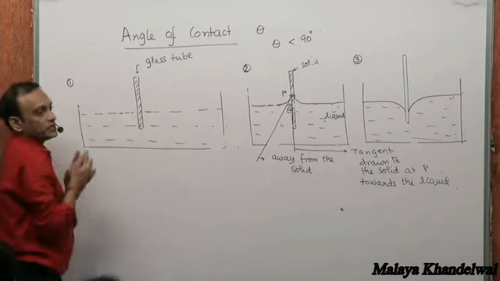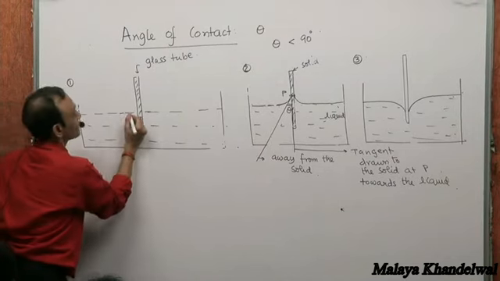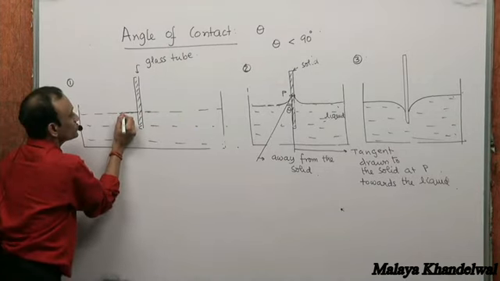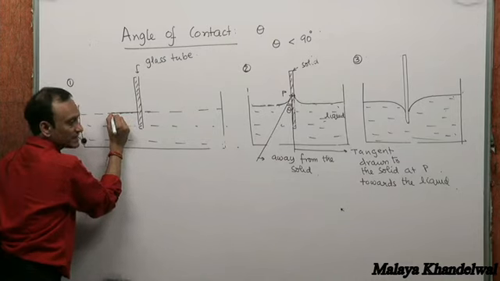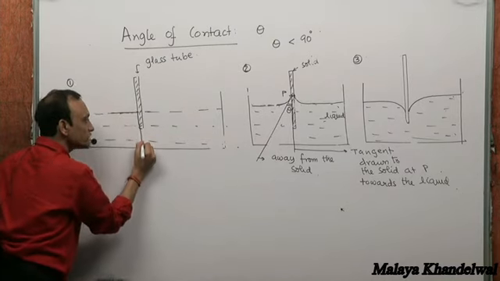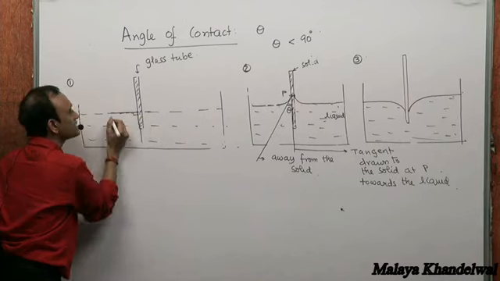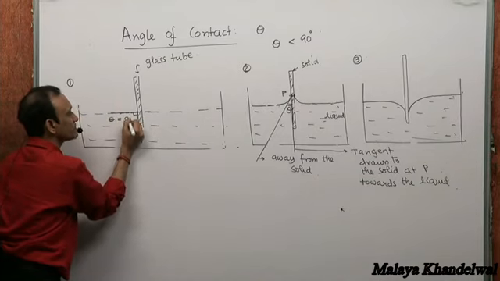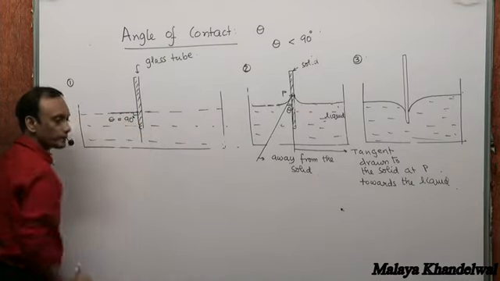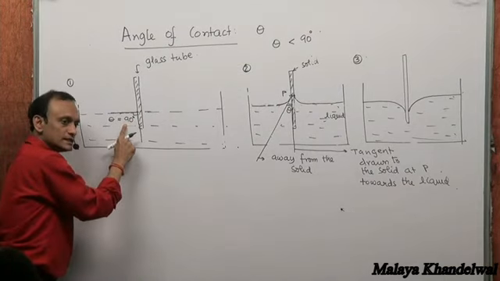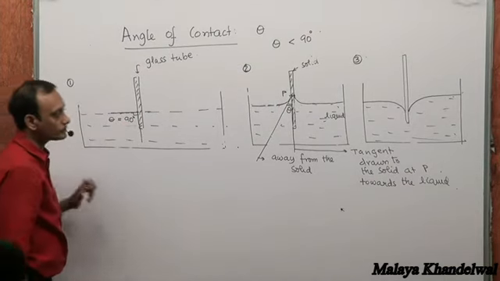What do you think is theta here? Theta is 90 because the tangent drawn to the liquid surface is like this, the tangent drawn to the solid surface is like this, and this is theta equal to 90 degrees, right? Angle of contact here is 90 degrees.